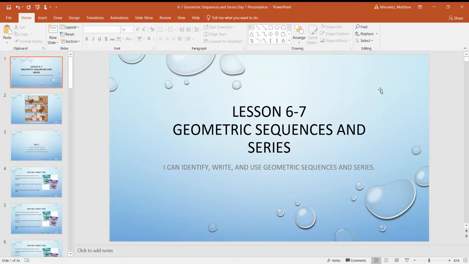Hi everyone. Today we're going to look at something called geometric sequences and series. Geometric sequences and series are very relatable to exponential functions, and that's why it's at the end of this chapter. In the first part of this lesson, we're going to talk mainly about geometric sequences, and we're going to be able to write geometric sequences in two different forms. So let's begin.